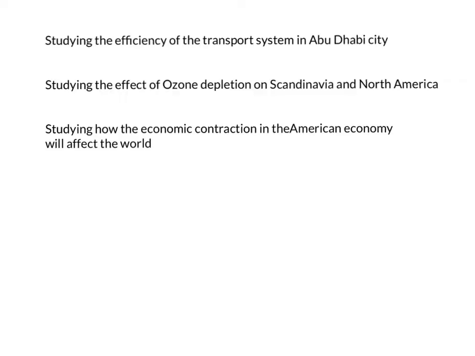So we are able to help each other and to figure out how to live in a rapidly changing world. On the whiteboard, I listed three examples to make it easier for you to figure out how we can classify the levels at which geographers are working. The first example is studying the efficiency of the transport system in Abu Dhabi city. Such a transport system will affect the people who are living in Abu Dhabi city. We're going to study the efficiency of such a transport system. Such a study should be done at the local level, okay?